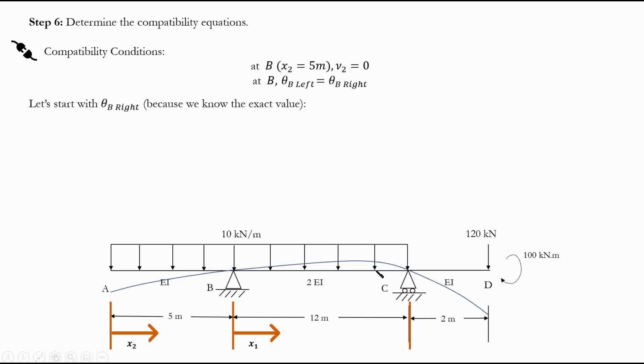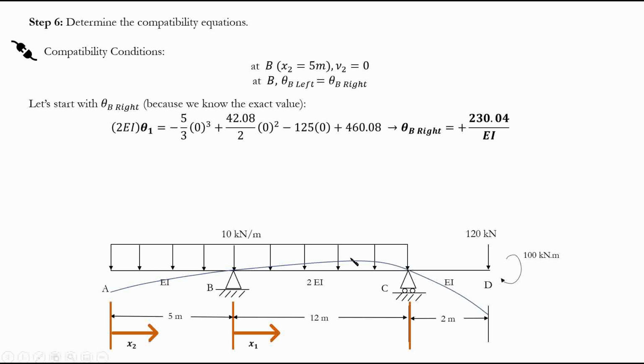And you see, this is why we always have to start with portion BC, the simply supported portion. It doesn't matter what the question is asking, whether deflection or rotation, we have to always start with the simply supported portion. Now, for theta B right, we already know our equation.